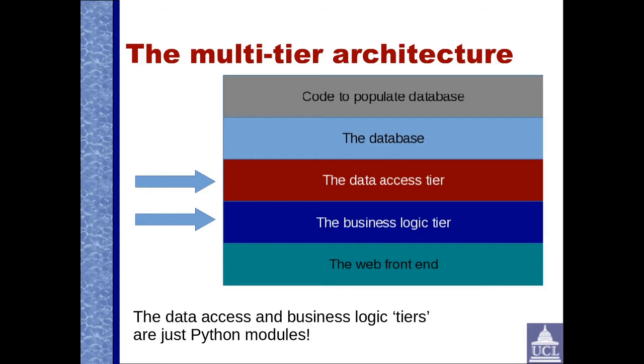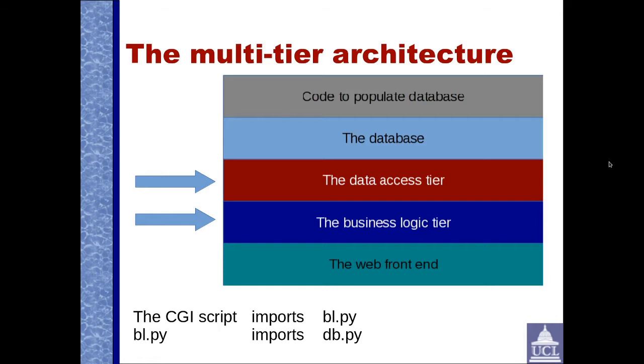So when I'm talking about tiers and layers, all that I mean is Python modules. Given that these two layers, the data access tier and the business logic tier, are simply Python modules, that means that the CGI script imports the business logic tier, which imports the data access tier, and that's all there is to it.